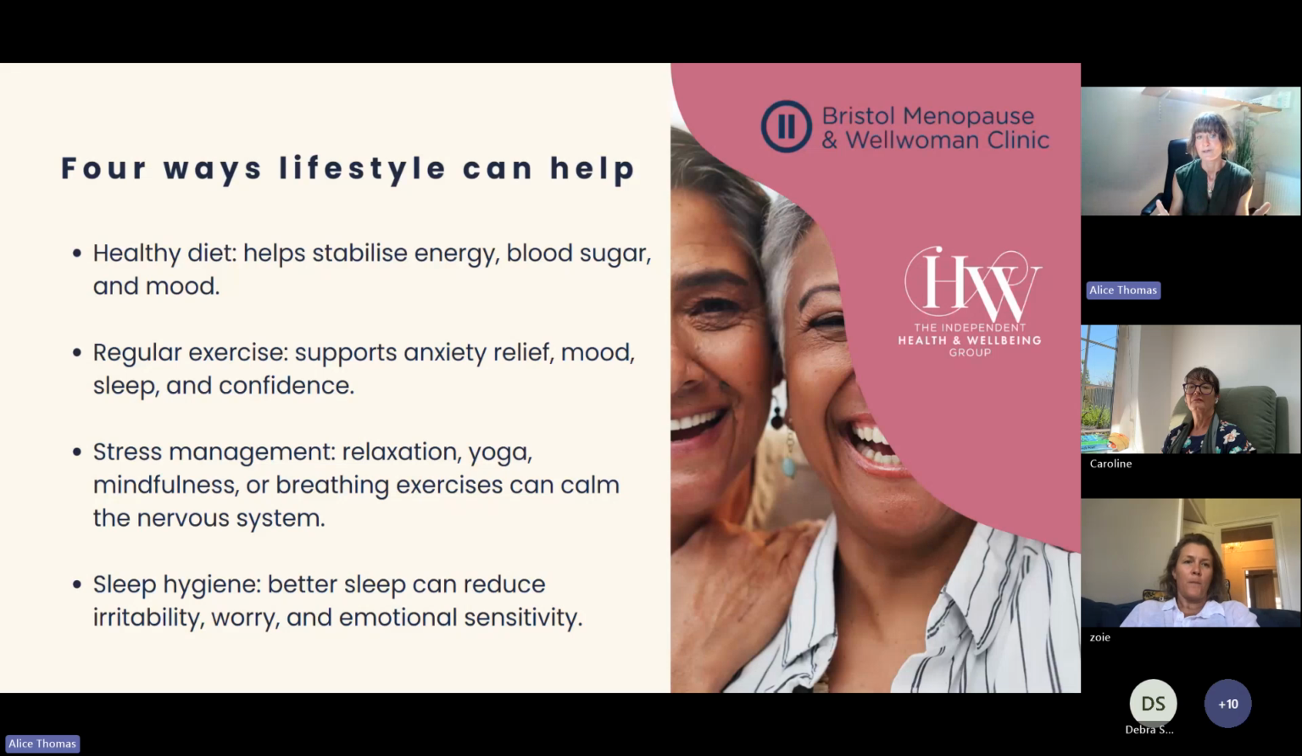But if that feels too overwhelming, it's just about trying to eat as many different fruit and vegetables as you can, really, and making sure that that's a really key part of all of your meals throughout the day. And that can often help to reduce inflammation and stabilize blood sugar. Regular exercise is also really important, and that can really help support anxiety.